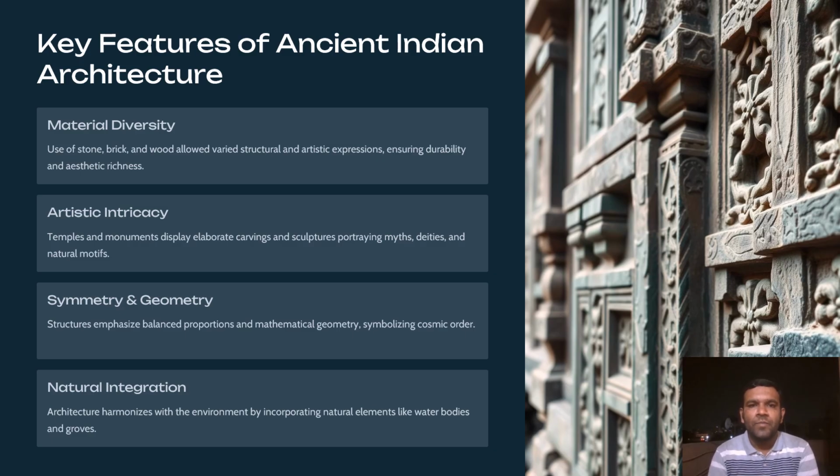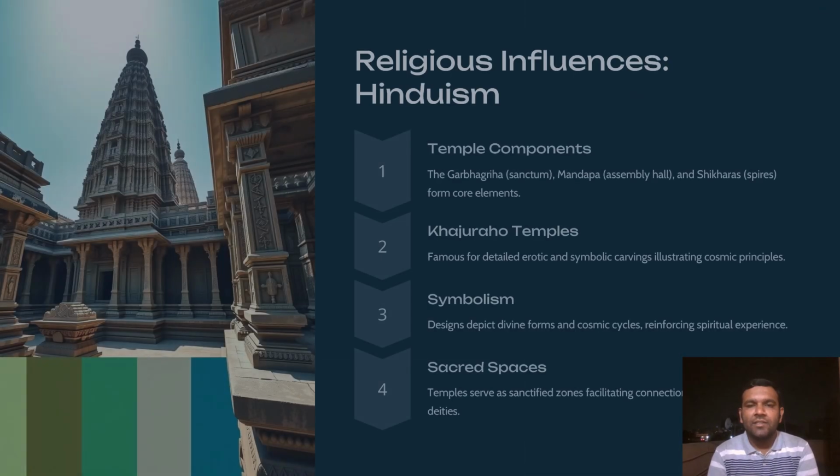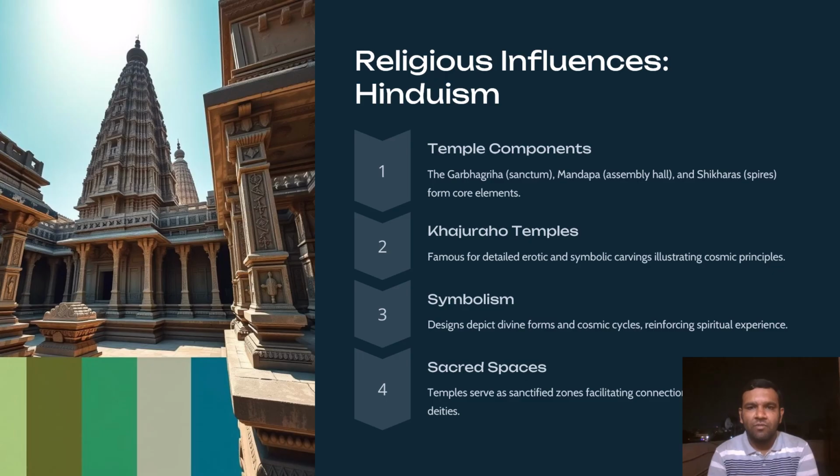The next one, religious influences. One is Hinduism. Temple components: the Garbhagriha, which is called the sanctum, the Mandapa, called the assembly hall, and the Shikara, the spires, form core elements. All these are a part of Indian architecture.